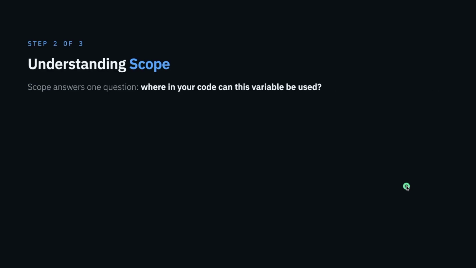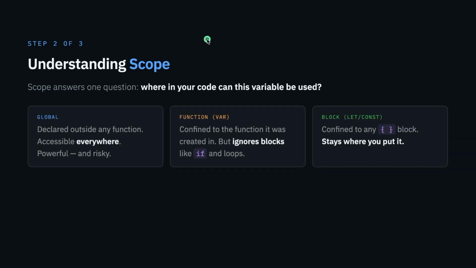Let's now understand scope. Scope answers one question: where in your code can this variable be used? You have a variable that you have declared somewhere, and scope answers the question, where else in the code can you access this variable? There are three different types of scope. The first one is global. If you have variables that are declared outside of functions, they are accessible everywhere within the file. This makes them powerful, you can access them anywhere, but it also makes them risky because you can accidentally change the value of that variable anywhere in the file.